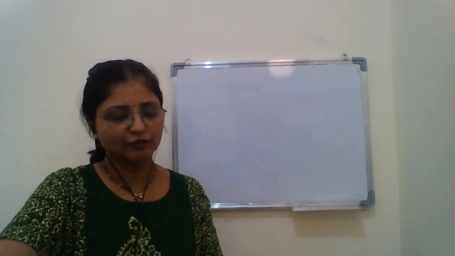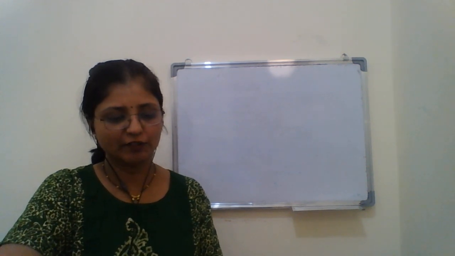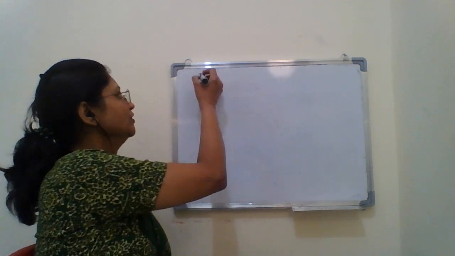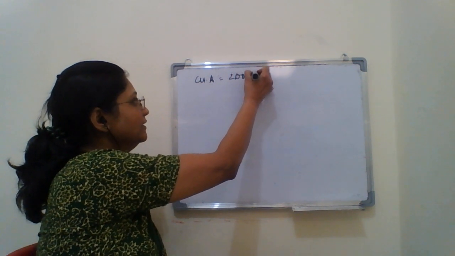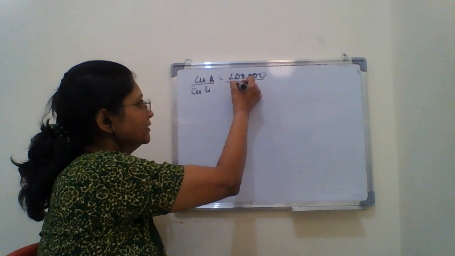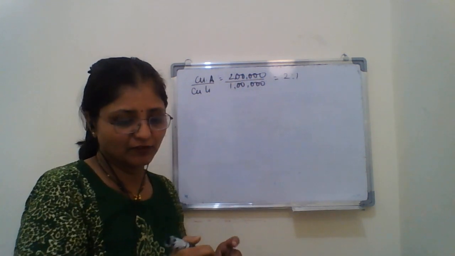Illustration 15. Current ratio of a company is 2:1. State giving reasons which of the following would improve, reduce and not change the ratio. So the current ratio is 2:1. So we will assume current assets is equal to 2 lakhs and current liability is equal to 1 lakh. So current ratio is 2:1. So this is the first step.